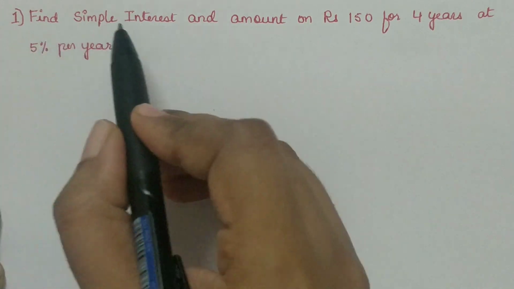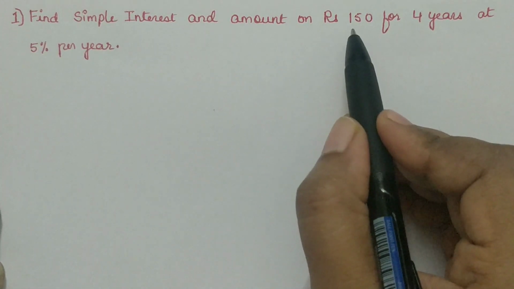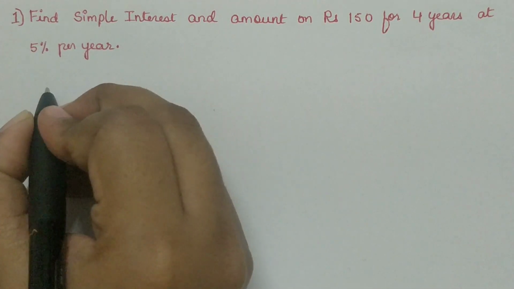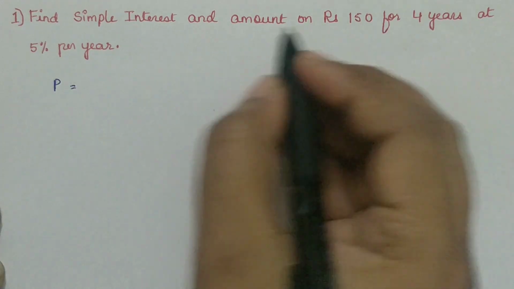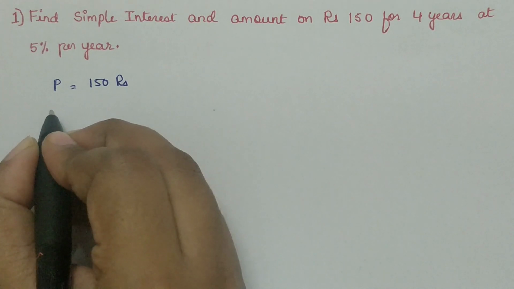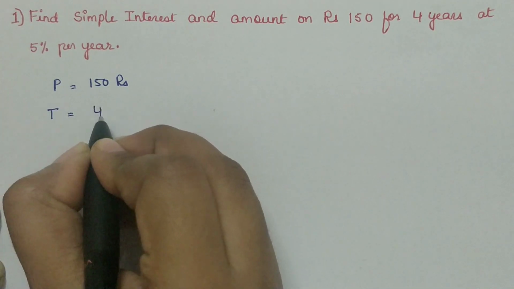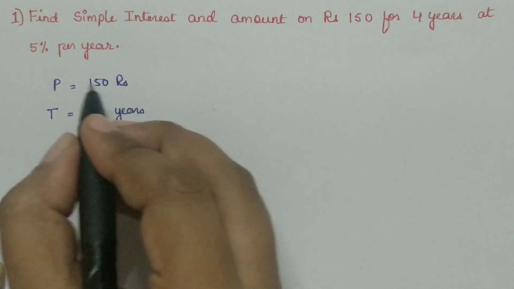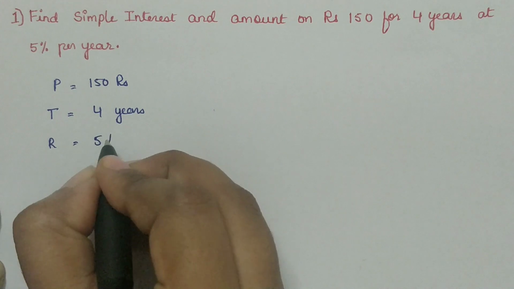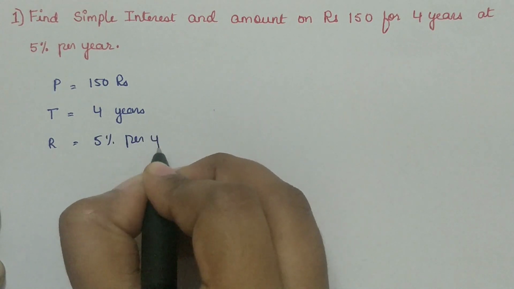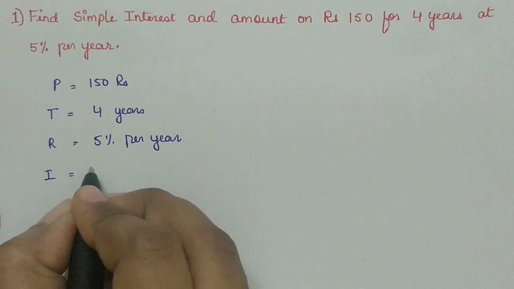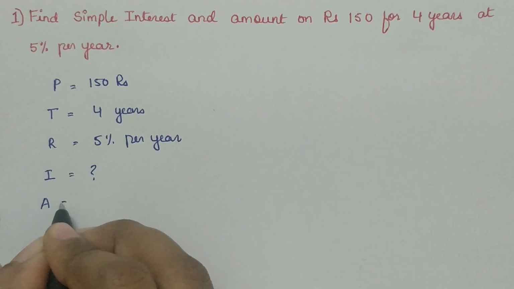First one: find simple interest and amount on rupees 150 for 4 years at 5% per year. Given principal equals 150 rupees, time equals 4 years, rate of interest equals 5% per year. We need to find interest and amount.